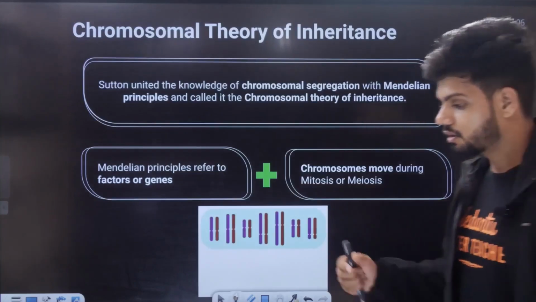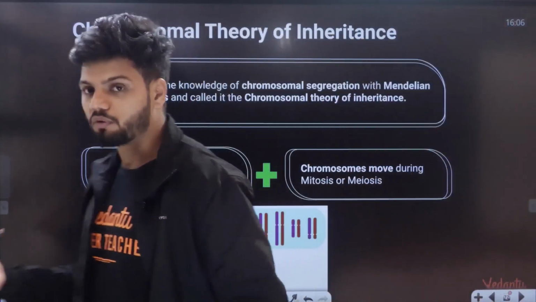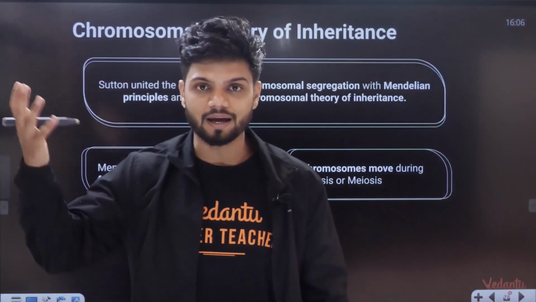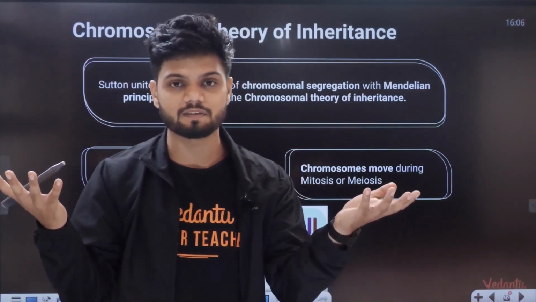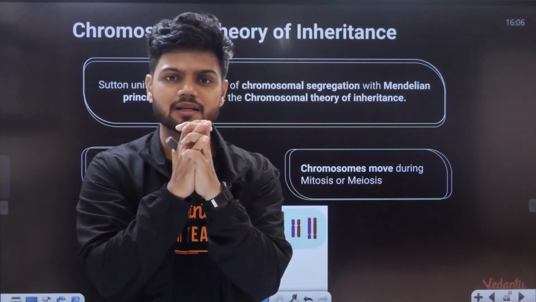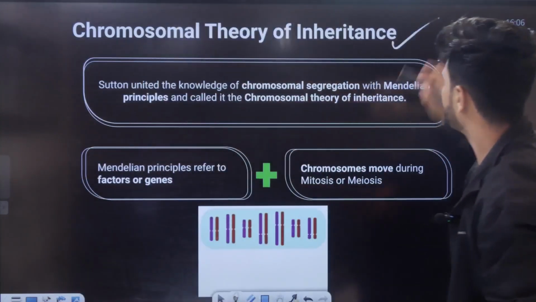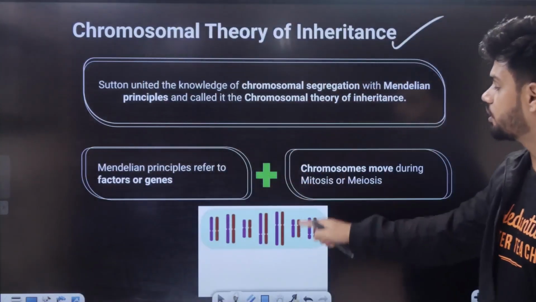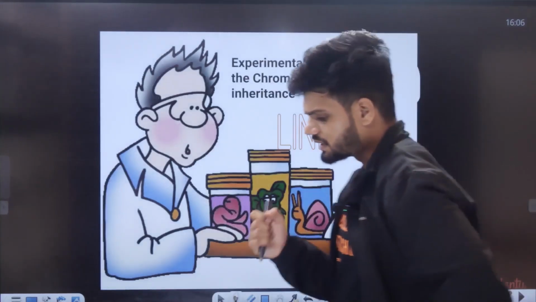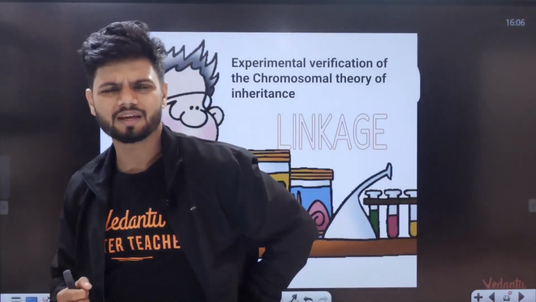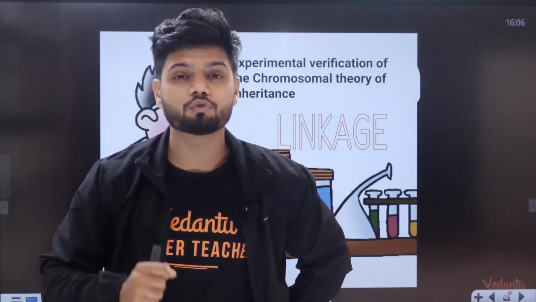So Theodore Boveri and Sutton took the help of chromosome movement and also studied the principles of inheritance given by Mendel. Combining the two, we got the chromosomal theory of inheritance. But one factor was missing. Something is missing right now. What is missing? Experimental proof is missing.